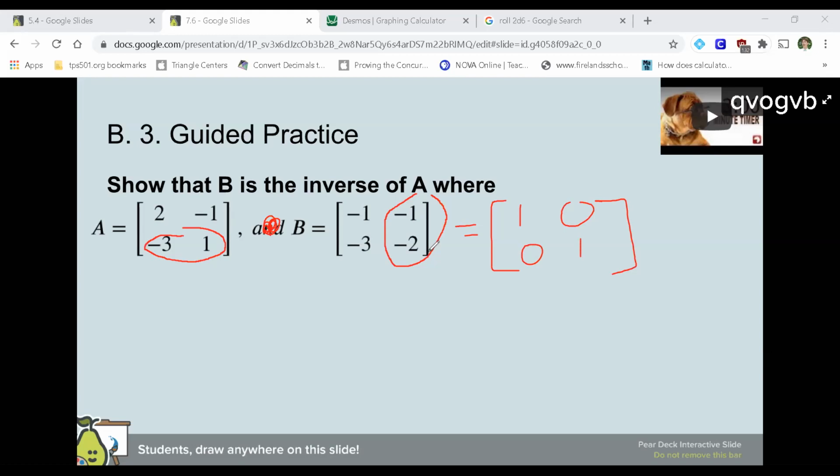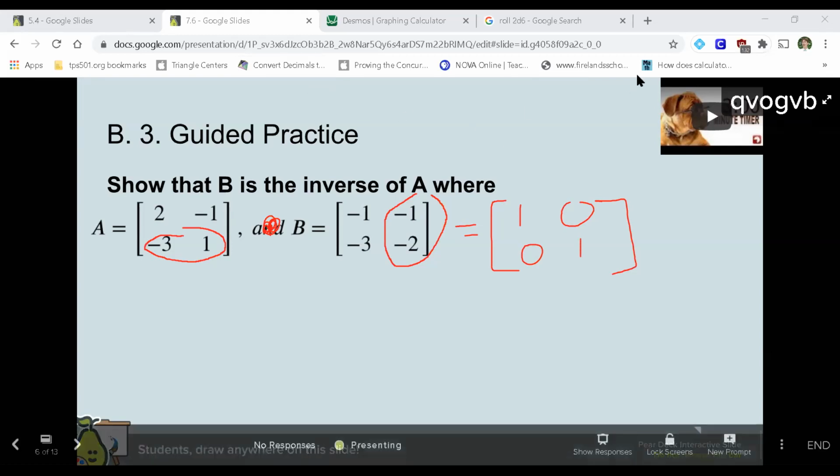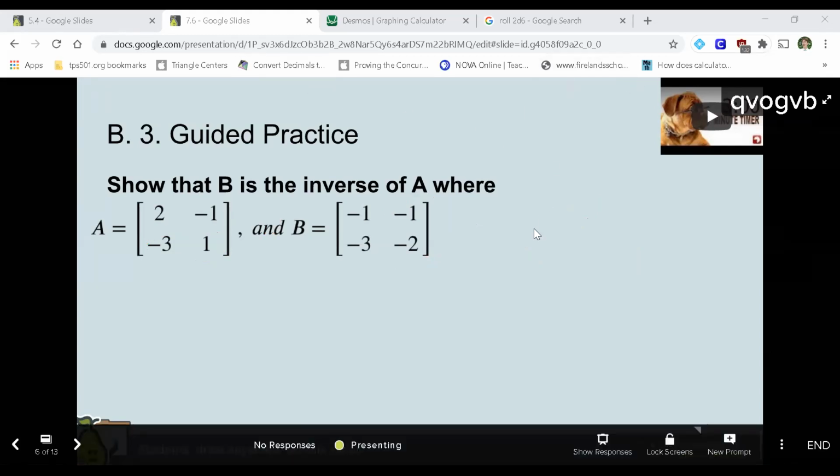The negative signs on these are really fiddly. That's why I say you should double check in the calculator. It doesn't take that long. Type it in and type multiply. Because those negative signs, they'll get you. 90%, even 95% of the errors made in this class are negative signs. All right, so that's how you verify if two matrices are inverses.